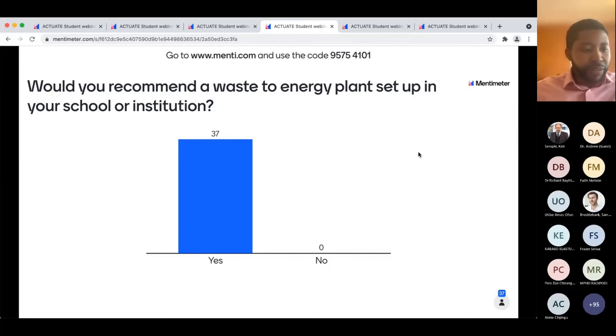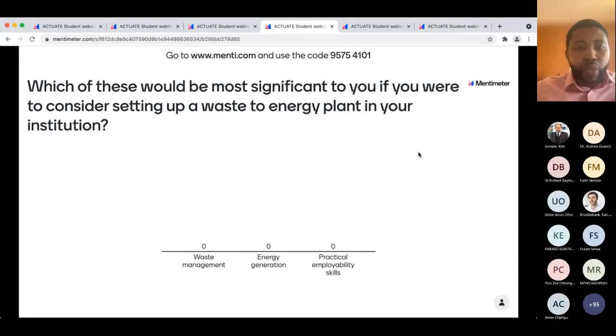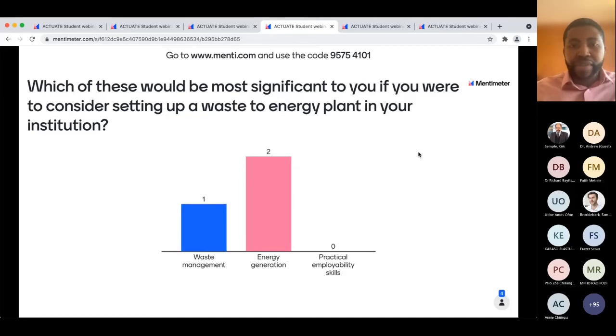Question 2, please. A waste energy plant set up within a school or university provides opportunity for managed waste. Okay, yes, so let me see the question. Just like you had in the first question, what is your preference as to the need for setting this up within the university? Is it waste management, energy generation, or employability skills? Now, this will be fascinating to see.